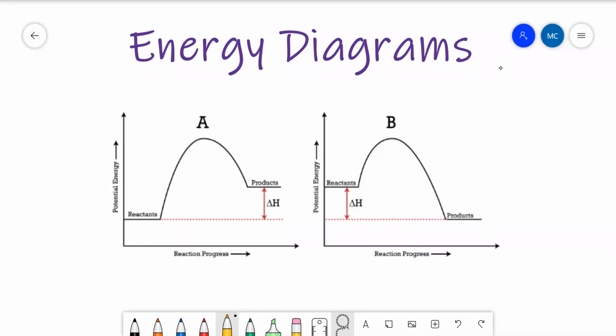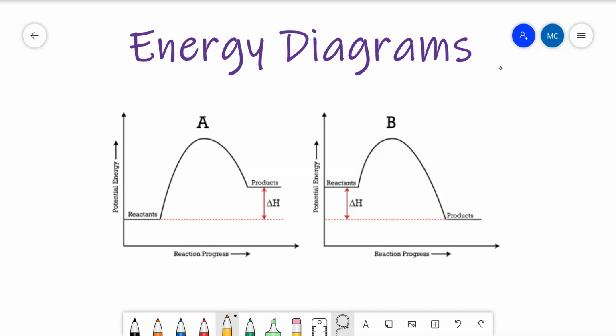Welcome back. In the second part of this series, you've learned about bond breaking and bond making. So energy is required to break the bonds, and then energy is released when the bonds are made. And in fact, this is something that we can draw in a diagram. These are the finished diagrams.